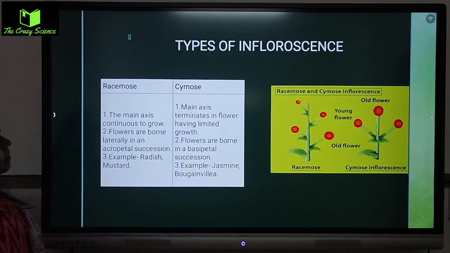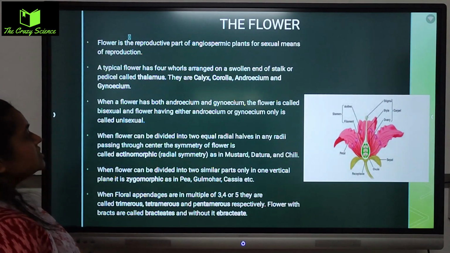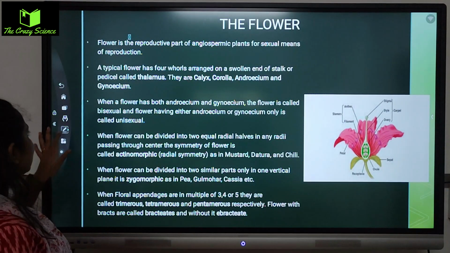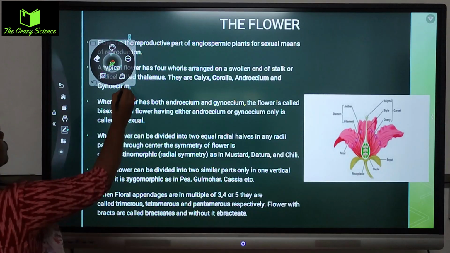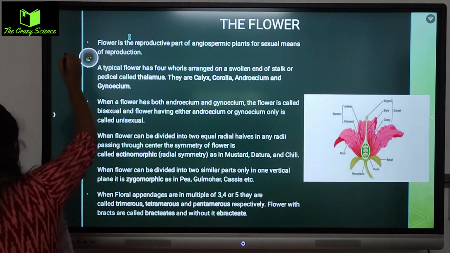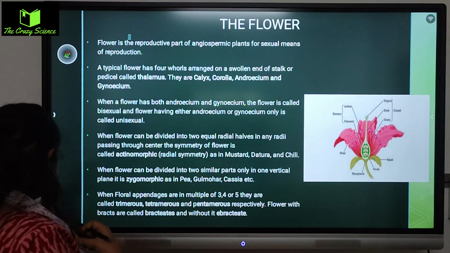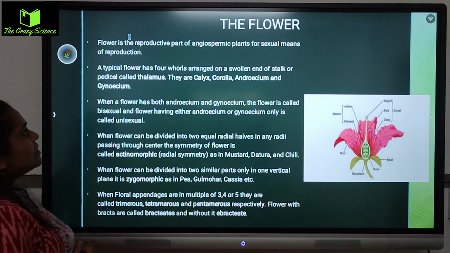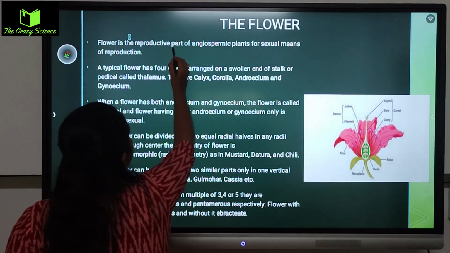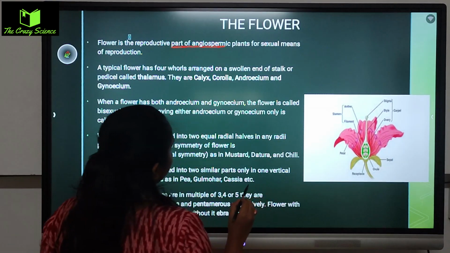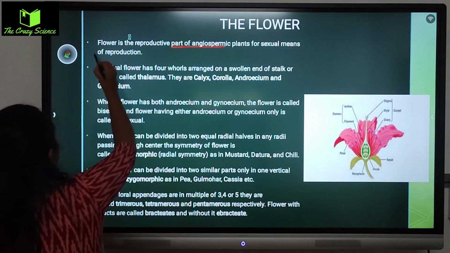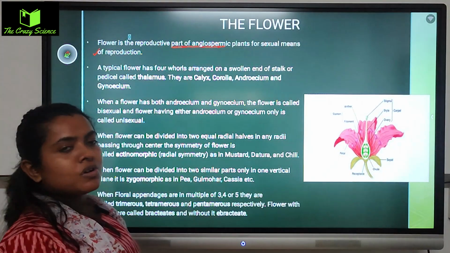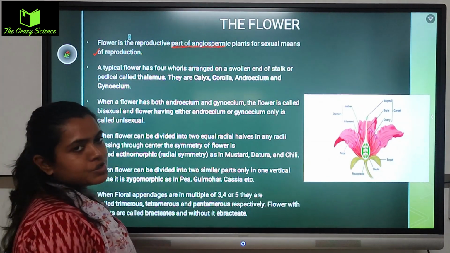Moving to the next part, so this was the type of inflorescence, and this is the most important one, that is the flower. The flowering portion was also there in class 10. So in this one, the flower is a reproductive part of an angiospermic plant for sexual means of reproduction. So to do the sexual reproduction, the flowers are the most important things.